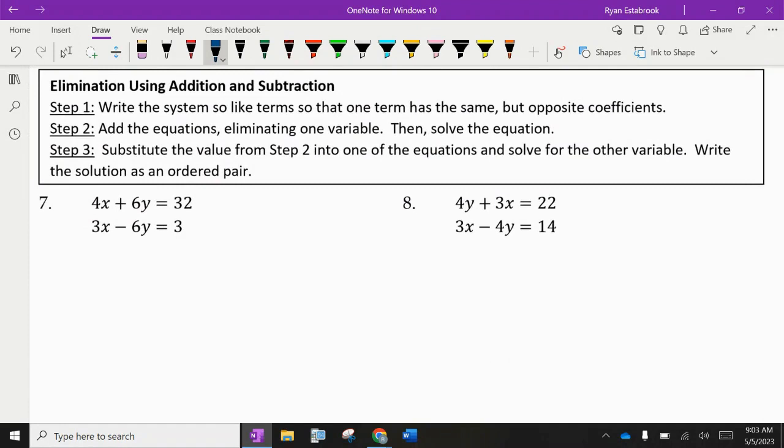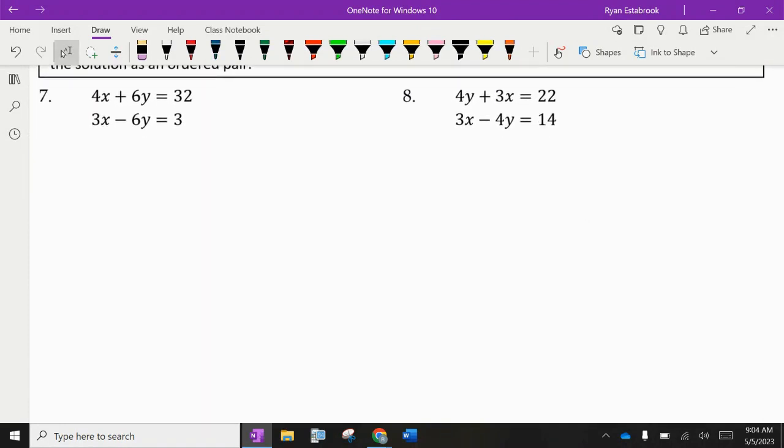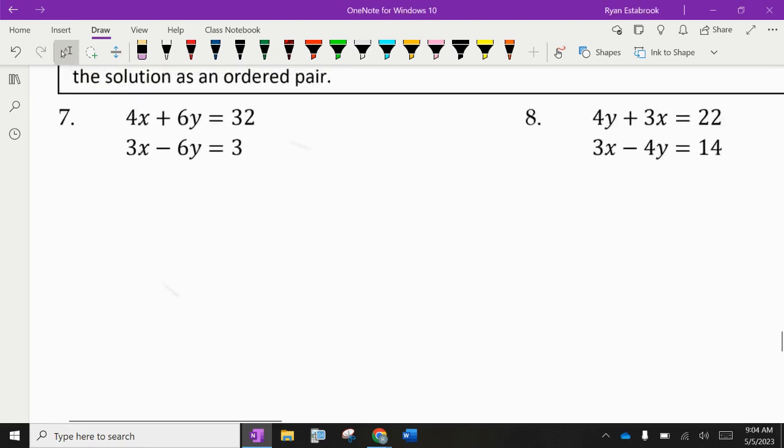Step 1, step 2, step 3. When would we use this one? Anytime that it's not easy to solve for 1x or 1y. Example 7. If I was going to try to solve this for x, I'd have to deal with some fractions because I'd have to divide by 4. If I was going to try to solve for y, I'd have to divide by 6. I'm working with fractions. I don't particularly want to do that.